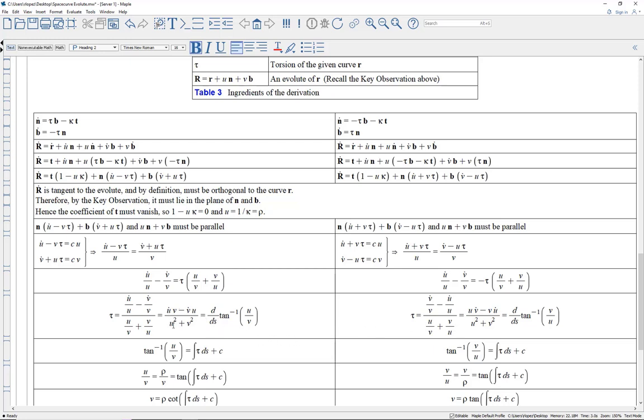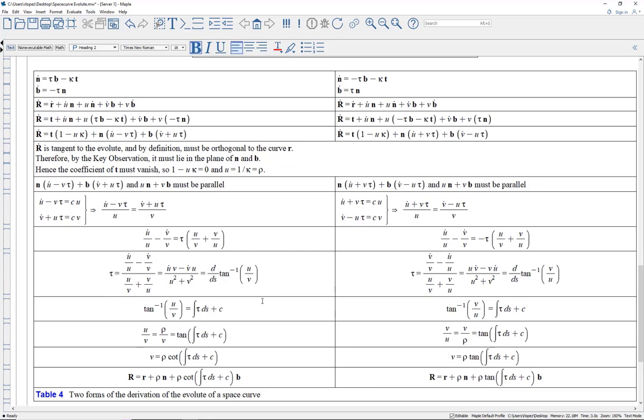And this you will recognize as the derivative of the arctangent of U over V. And over here you will recognize this fraction as the derivative of the arctangent of V over U. All right, this is U over V, this is V over U, and that will make a difference. We want to solve ultimately for V because we already know what U is. U is rho.